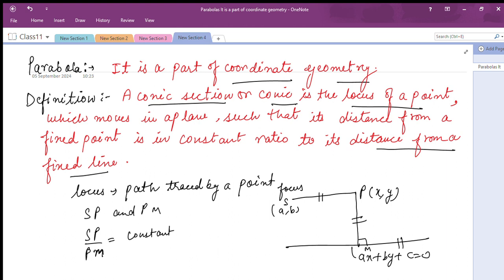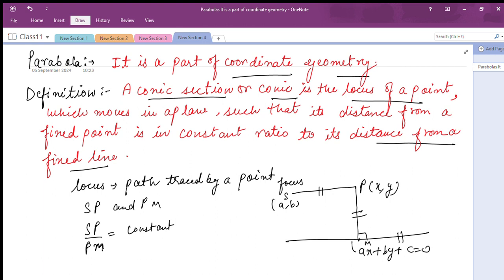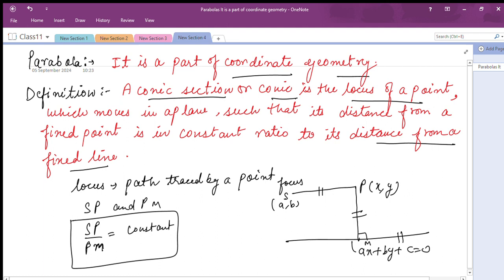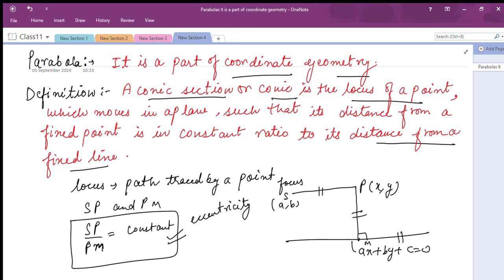So this is the condition in which this point is moving. The distance of the point P from the fixed point and the distance of the point P from the line, SP by PM, is called the ratio. But the question is, what is this constant? We can say that this constant represents the eccentricity, and we denote eccentricity by E.